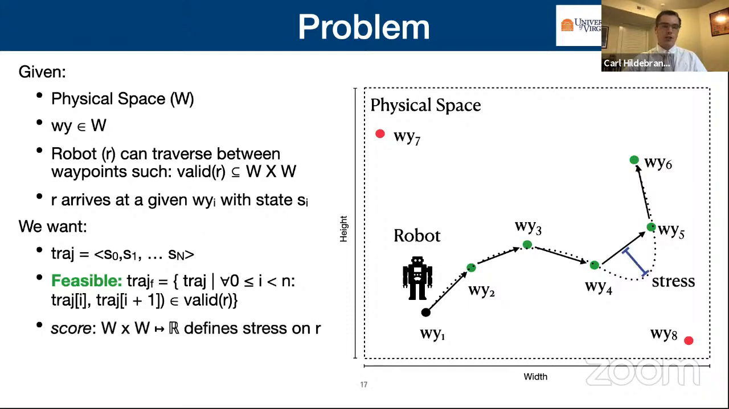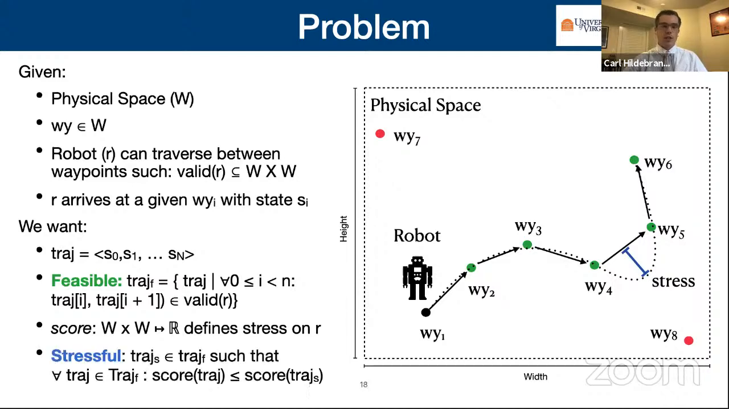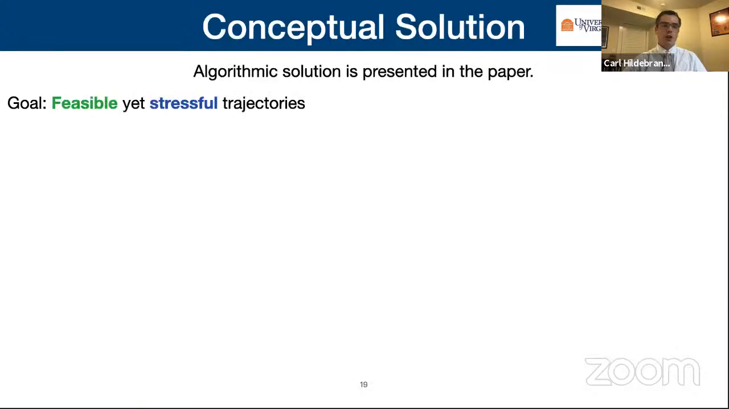We also define a function called score that defines the stress placed on a robot for a given pair of waypoints. The stress could be a maximum deviation from the intended trajectory as shown by the blue line, or any other measurable metric such as maximum acceleration or total time. According to our score function, we want our final trajectory to also be stressful, such that for each of the feasible trajectories, our stressful trajectory induces more stress on the robot R. So the goal is feasible yet stressful trajectories.